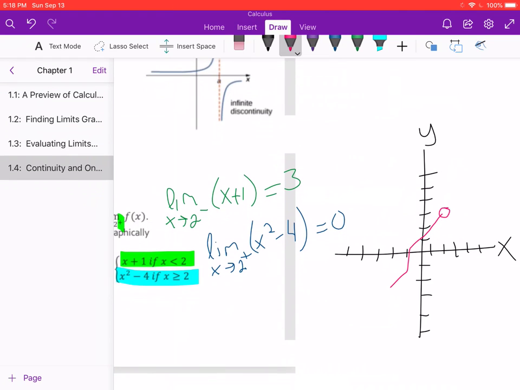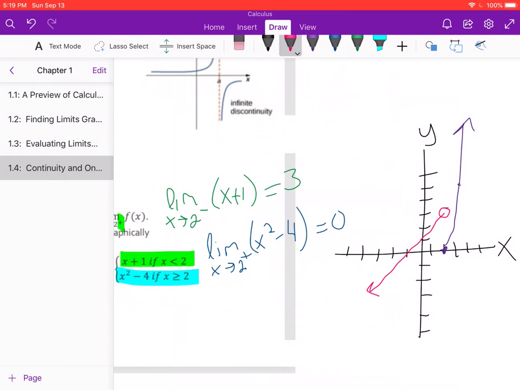We're going to go like this, and it's going to go on forever and ever in that direction. The other one, x squared minus 4. If we plug in a 2, we'd get 0. If we plug in a 3, we'd get 5. And it would look something like this.